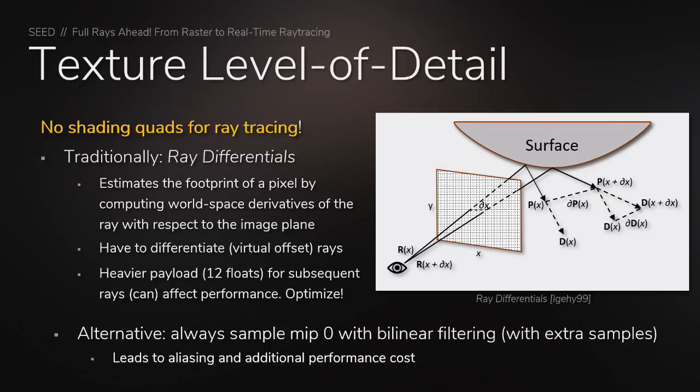And another alternative you might have is just sample MIP0. But if you've shipped any AAA game, you know that you can't just sample MIP0 all the time. It just doesn't work. Also, MIP0 will lead to aliasing. That's why we have MIP mapping. It gets rid of that sort of stuff and additional performance costs.